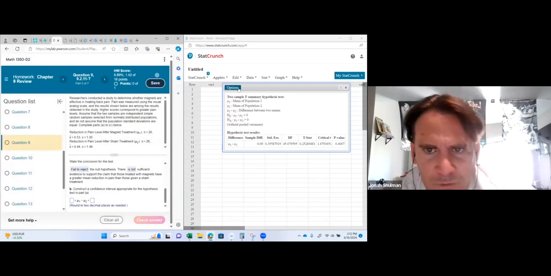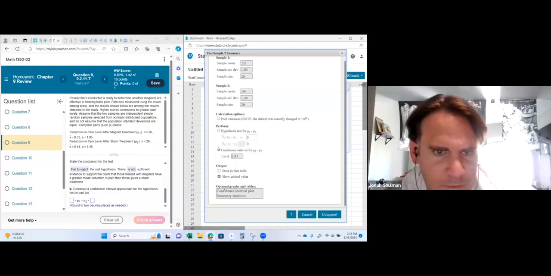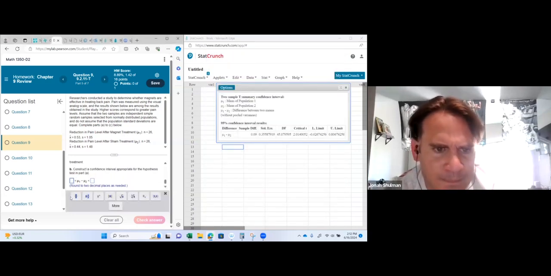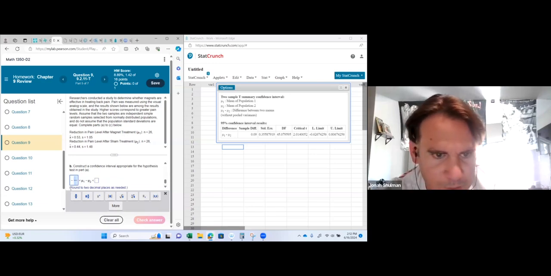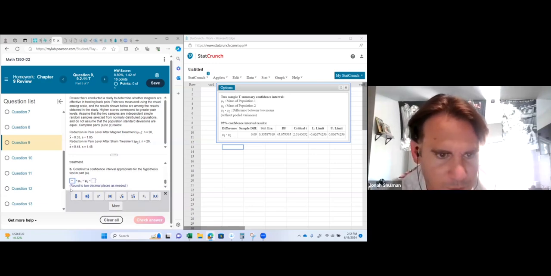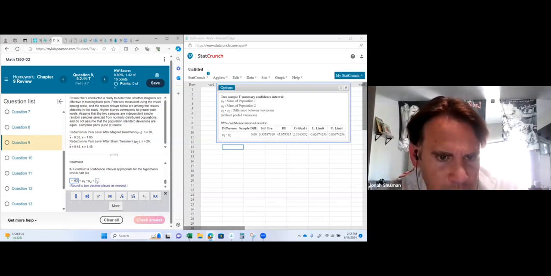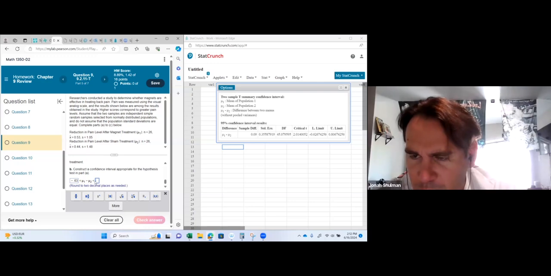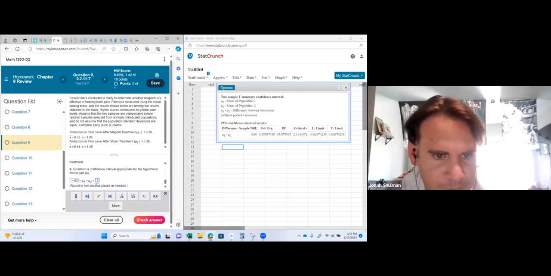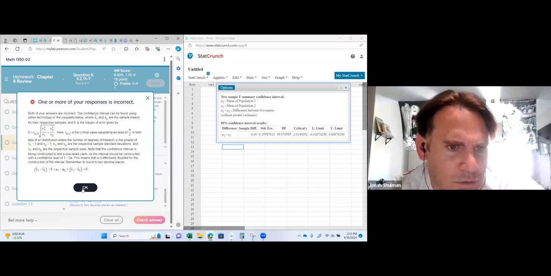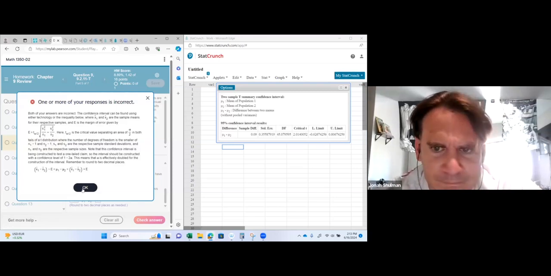Okay, confidence interval. I'm just going to use 0.95. So I'm going to say it's between negative 0.63 to 2 decimal places, and the upper is 0.81. I'm not using the right one.